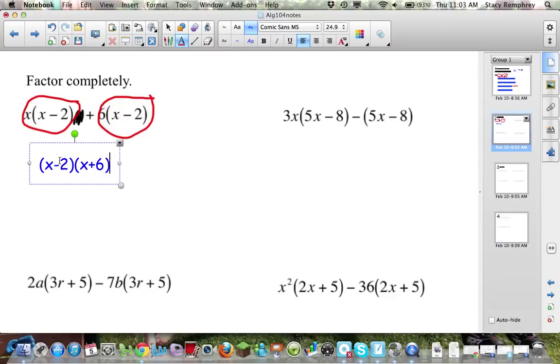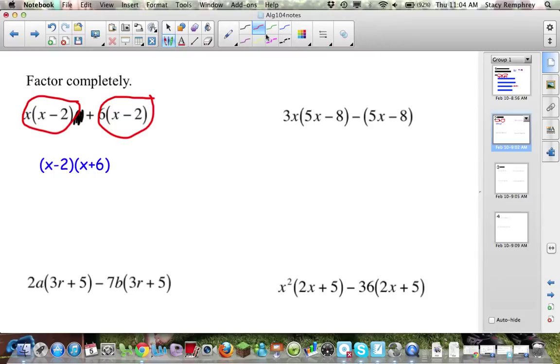And again, if you distributed this, you would get the same thing. So think of it, if I distributed the x minus 2 to the x, I would have x times x minus 2. And then I would distribute the x minus 2 to the 6, and I'd have this. It's just not all multiplied out.